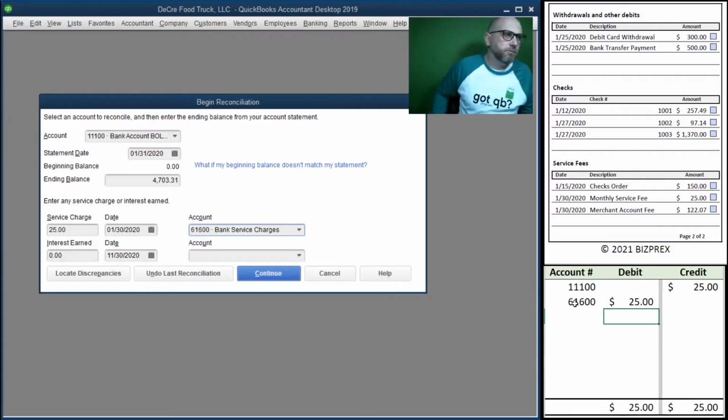So again, one of those situations where we have a debit and a credit. In this case, we're entering the amount once, but it serves as a credit for our bank account and as a debit for our expense account 61600, right here. So that's what's going to happen after we click continue. This entry will be booked. So let's go ahead and click continue.